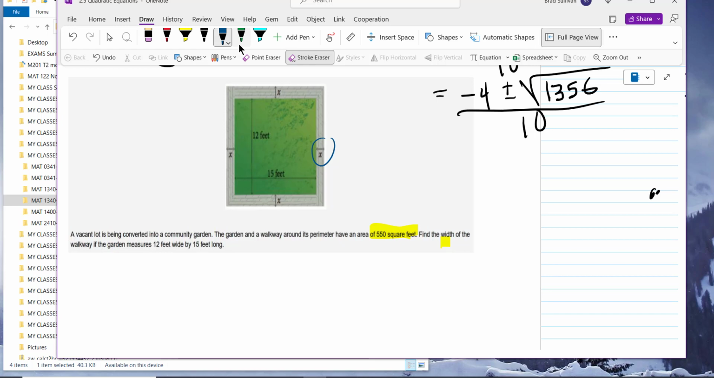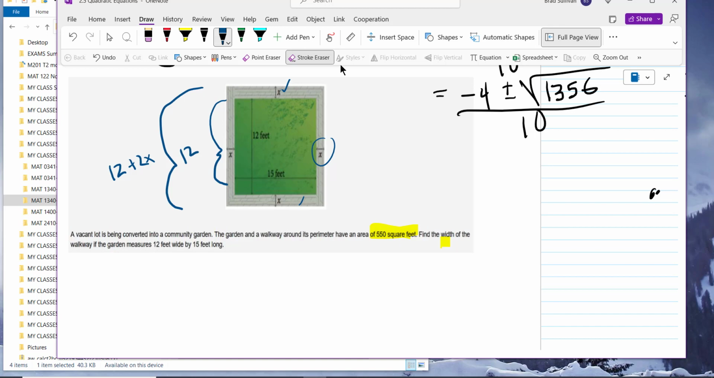Try to think through it this way. This distance right here is 12 feet, right? What would the whole entire distance be? It's bigger than 12 by 2 x's, right? You have to add on these 2 x's. So that distance is 12 plus 2x. It starts at 12, but then you're adding on the 2 x's.